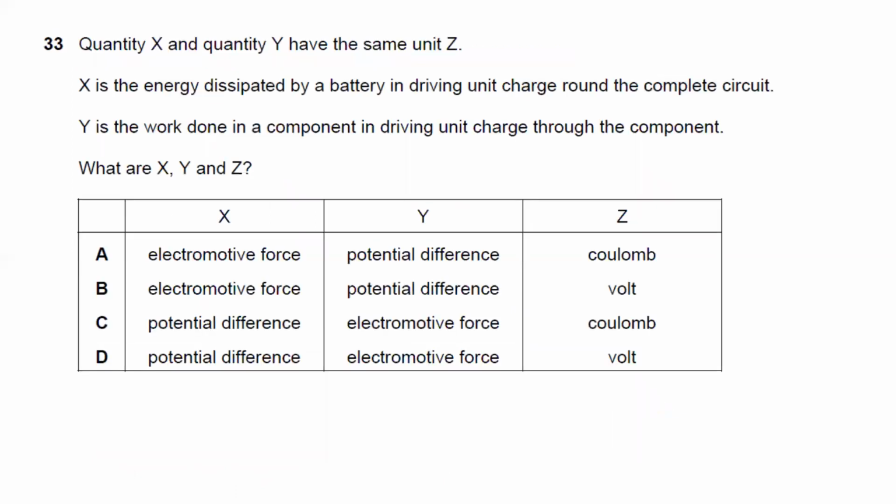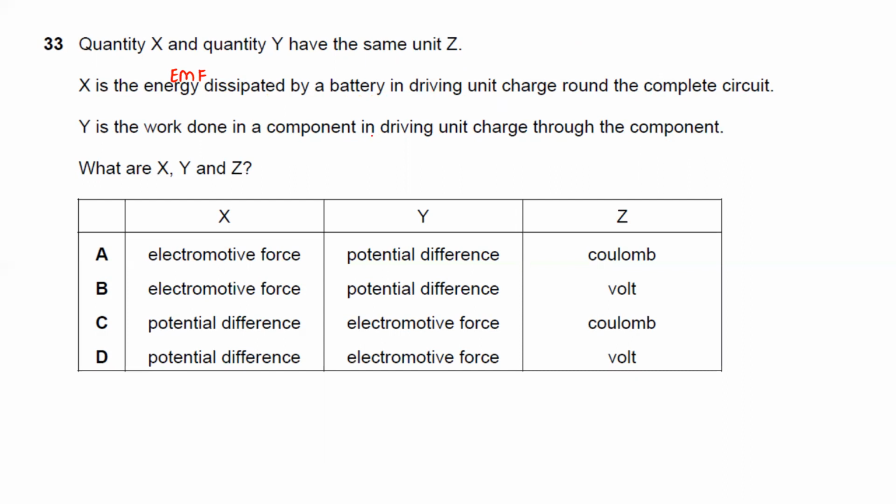Next question, question 33. Quantity X and quantity Y have the same unit, unit Z. X is the energy dissipated by the battery in driving unit charge around the complete circuit. So X is the electromotive force. Yes, energy dissipated, it is basically talking about EMF.